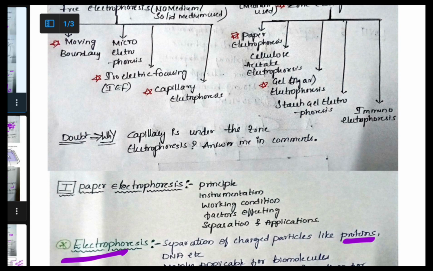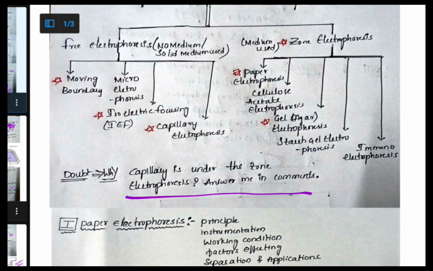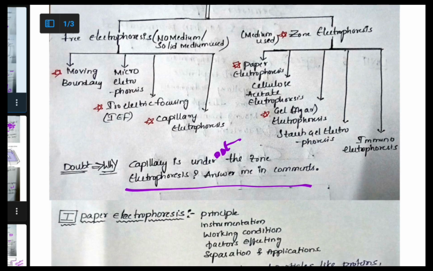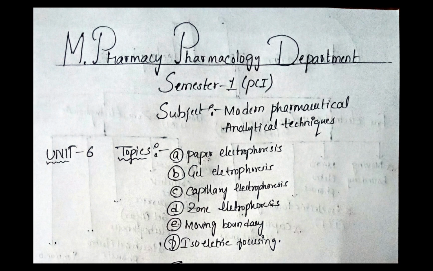And I have told you about this question, right? Why is the capillary not under zone electrophoresis? Sorry, mistake. It is not under zone electrophoresis because capillary electrophoresis is done with silica gel. Silica gel is considered a solid, and because of this solid medium, it is placed in free electrophoresis, not zone. Thank you so much for watching the video, friends.